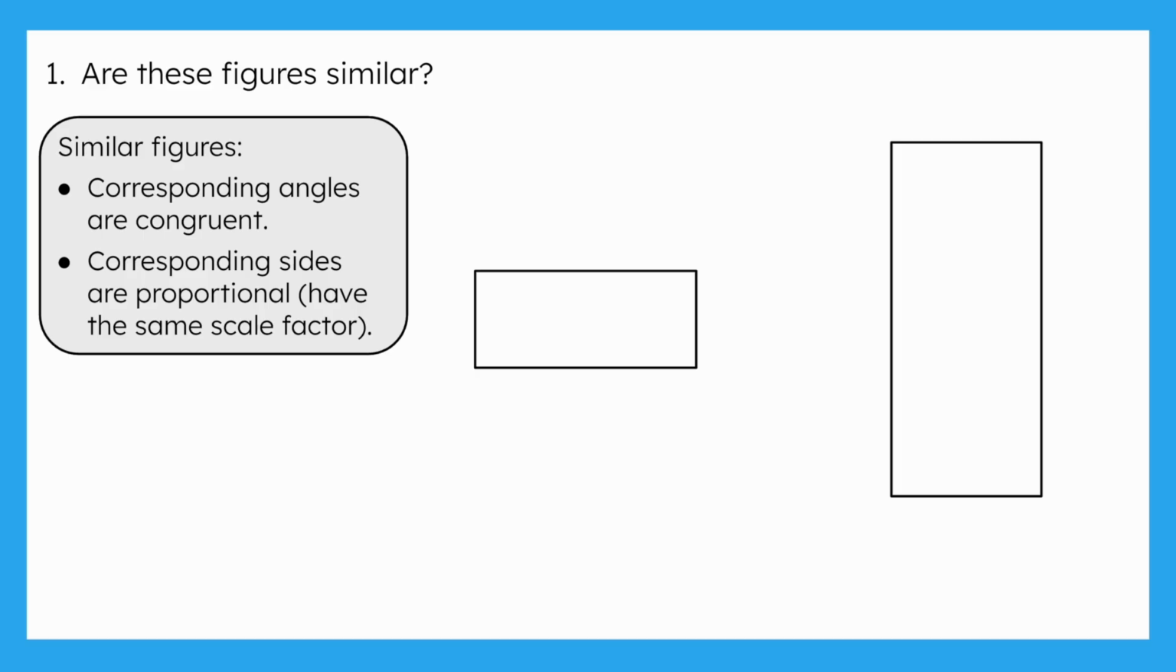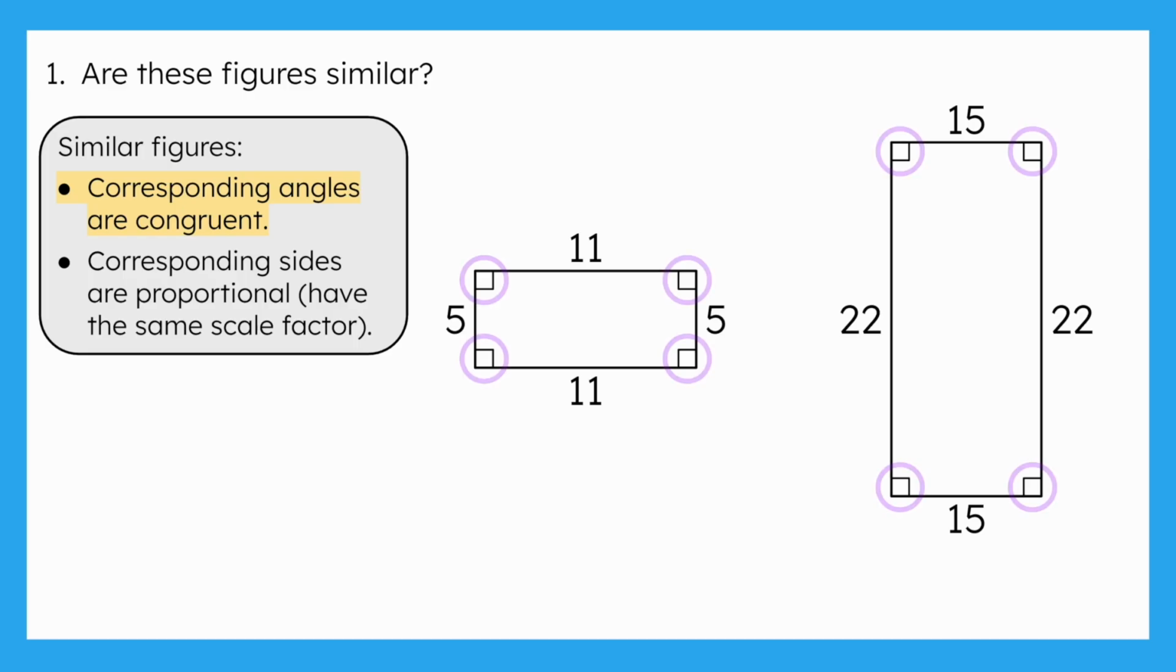What do you think? Well, they look pretty similar to me, but our definition says we have to check the corresponding angles and sides, which we can't do without measurements and labels. There we go. That's better. Now we can start by matching up the corresponding angles. What do you notice? I noticed that all the angles in both figures are right angles, so they're all congruent to each other. That's a great start.